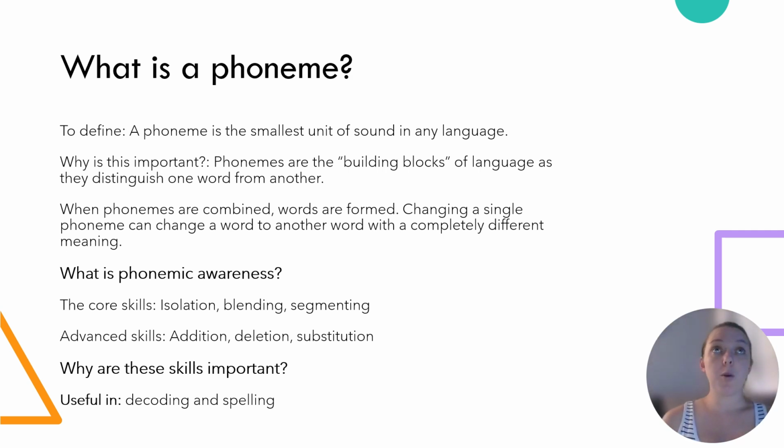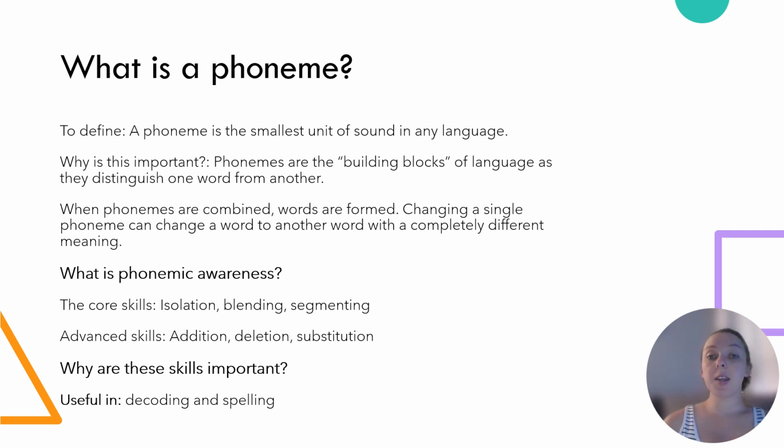And then let's do substitution. So let's say you have the word dog. Okay. Now we're going to substitute the g for a t. What word do you have now? D, a, t, dot. There you go.